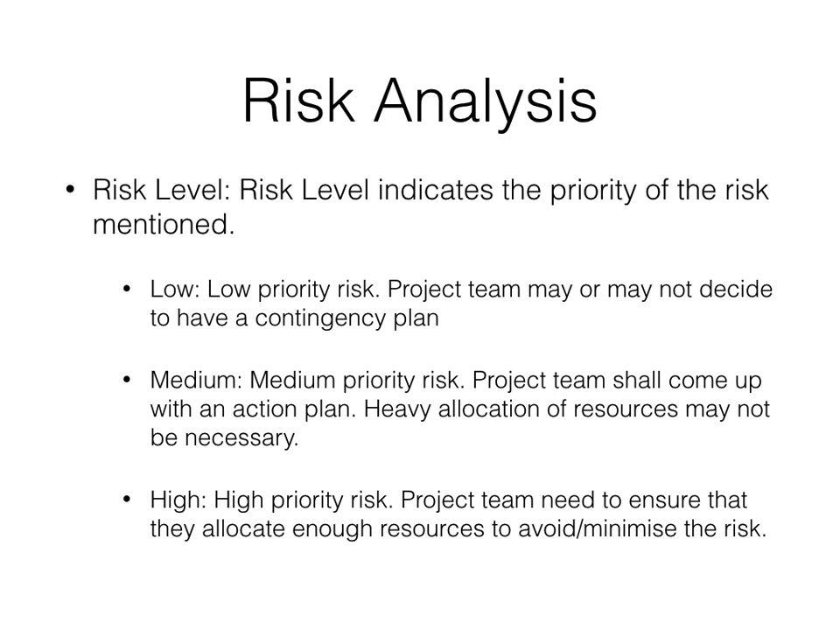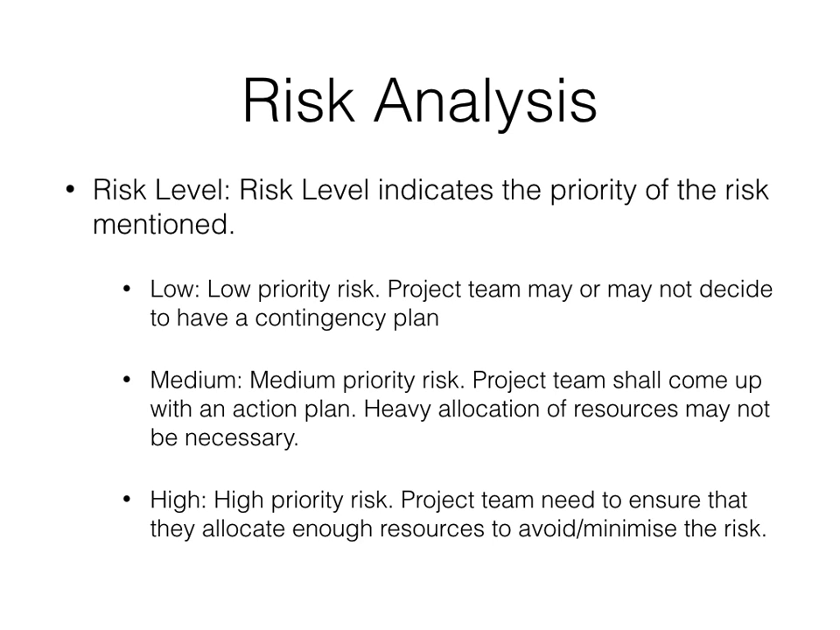What the risk level is about is the priority it gives to each risk. So a low risk level means a low priority risk. The project team may or may not decide to have a contingency plan. They can go without a contingency plan and the risk might not affect the project at all.